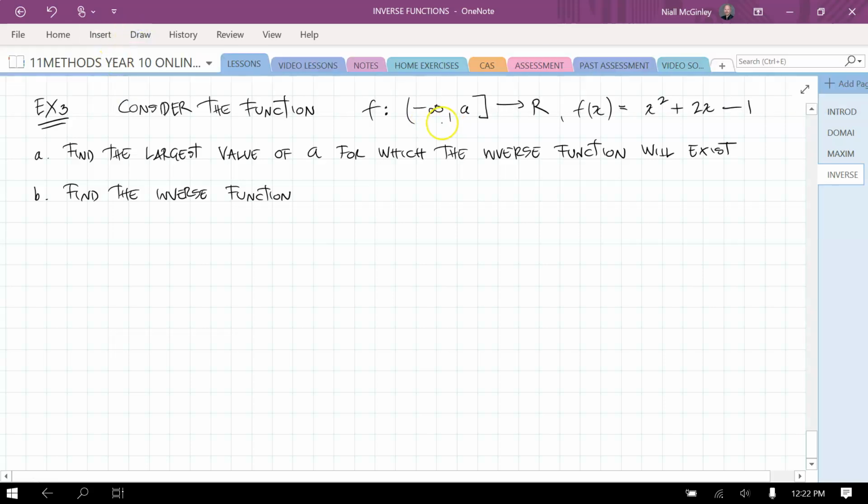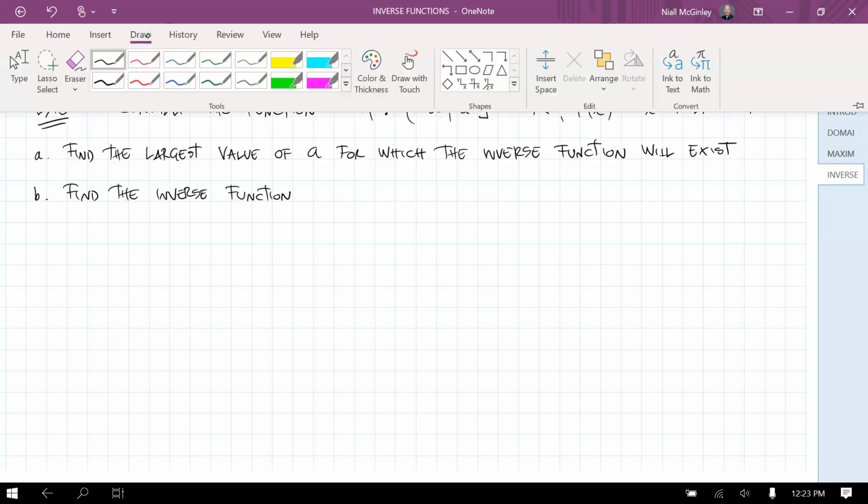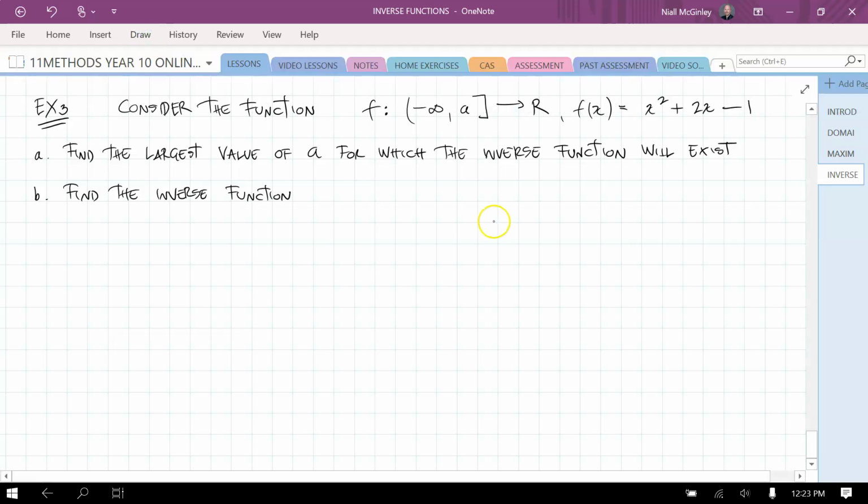You'll see what we have here is a restricted domain. By doing this, we restrict the domain to make it a one-to-one function. So when we have this parabola, if we didn't restrict the domain, it wouldn't be one-to-one, so it wouldn't have an inverse function. But we can restrict the domain, therefore it will be a one-to-one function, therefore it will have an inverse function. So what I want to do here is look at sketching this.